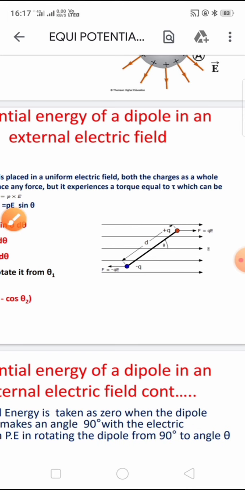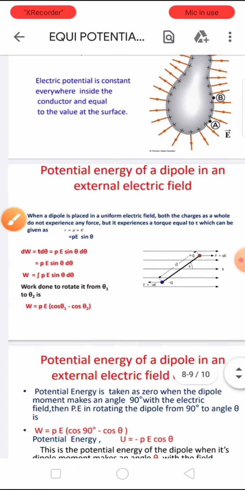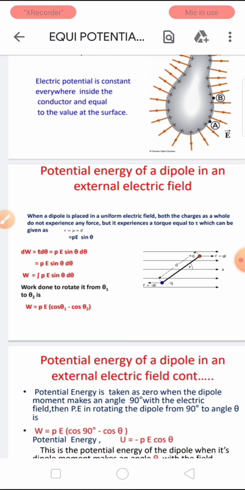Now the dipole experiences a torque, meaning due to the electric field it experiences a torque. Thus the dipole has some potential energy. What is the potential energy? It is the work done to rotate the dipole from the zero potential energy state to this state.